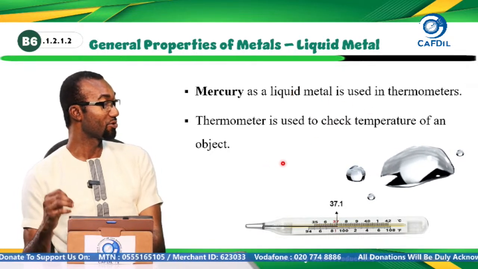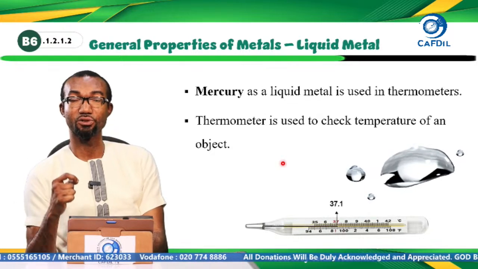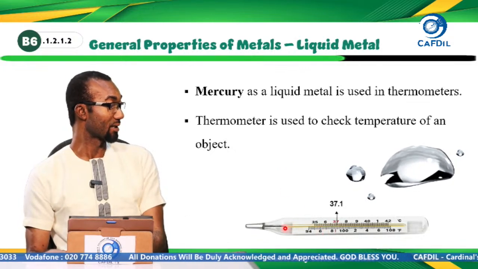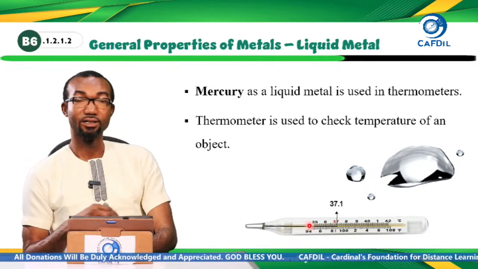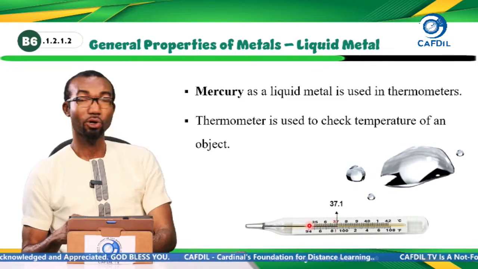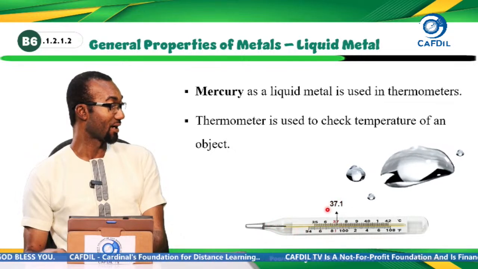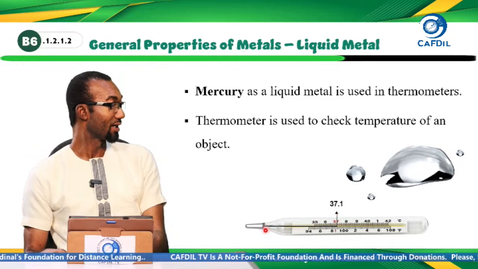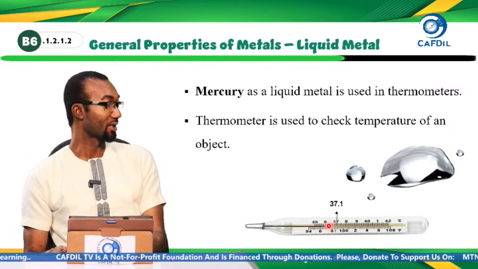And the thermometer is used to check the temperature of an object. So if you look at this, there is a thermometer. If they put this thermometer under or in your armpit, if your body is warm, you will see that the liquid will rise. This is the normal temperature of a human, 37. So if the liquid rises to 37, then it means you have a normal temperature.